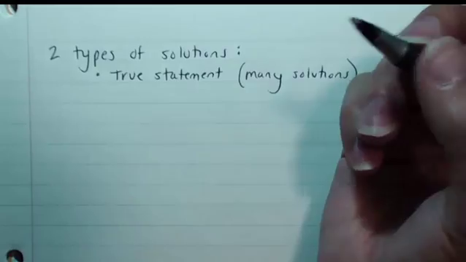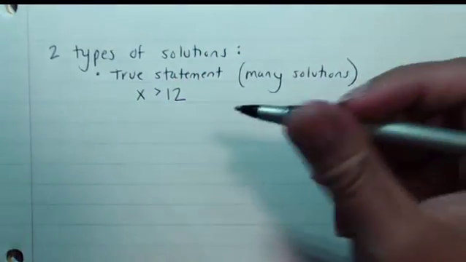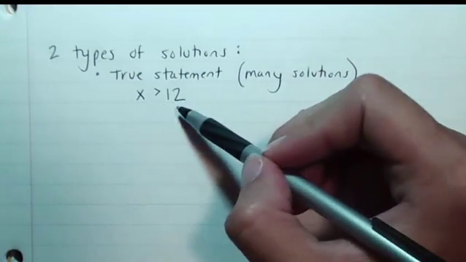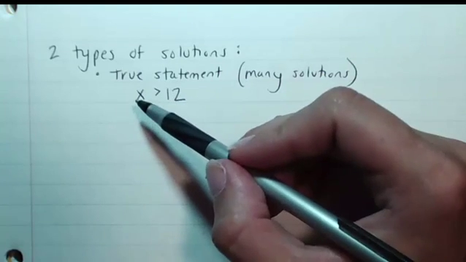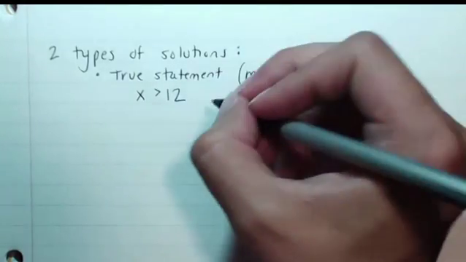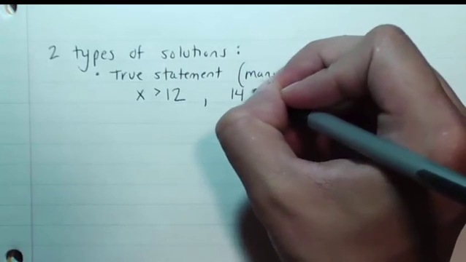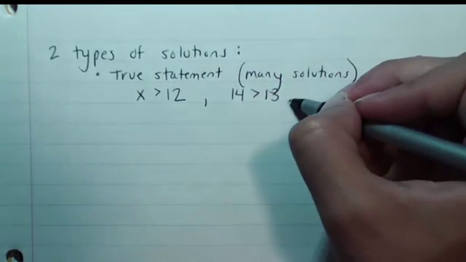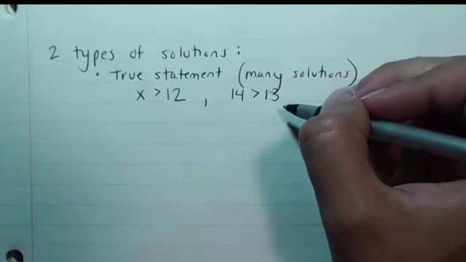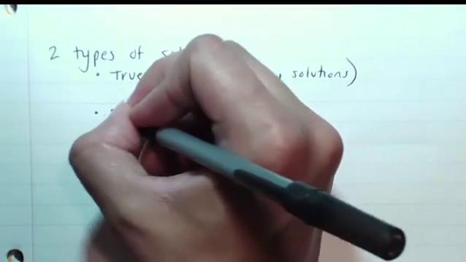Okay, everything that we've done so far with inequalities gives us something like this, where x is greater than 12. Well, how many solutions are there? It could be 13 is greater than 12, it could be 14 is greater than 12, it could be 100 is greater than 12. There's lots of solutions that go with this inequality. Or, if maybe their variables cancel out and it leaves us with 14 is greater than 13. That's still a true statement, which means that there's many solutions I could plug in for the variable that canceled out to make it true. The other type of solution is just a false statement.